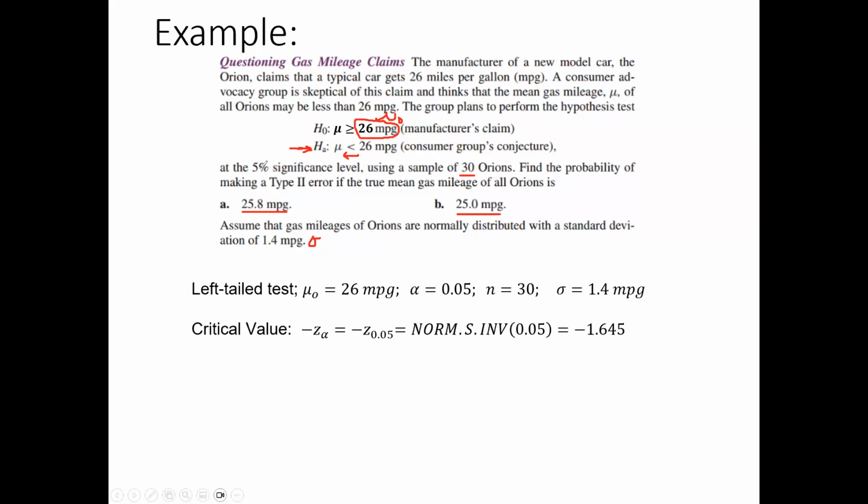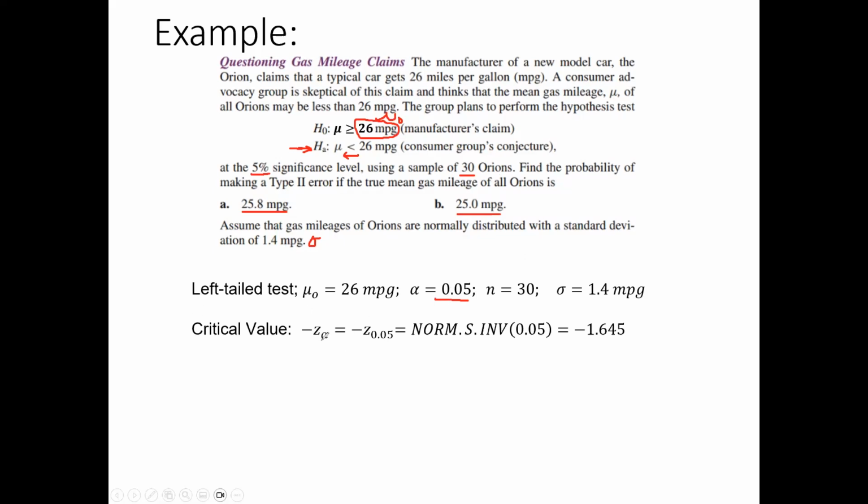Our alpha was given as 5%, so 0.05. We already know we have a sample of 30 cars, and we know that our population standard deviation is 1.4 miles per gallon.